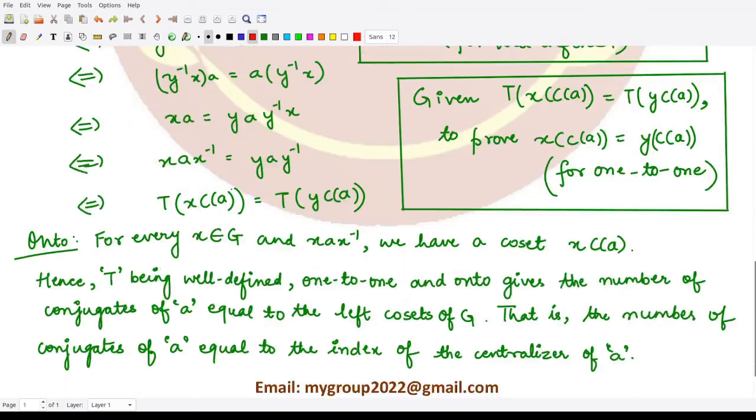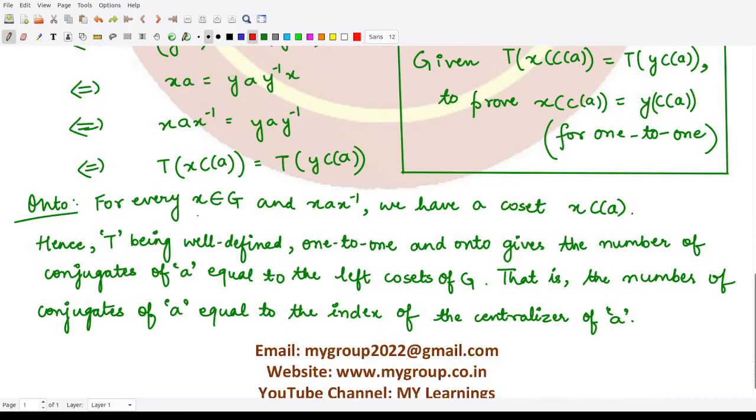For onto, what do we require? We require that for each image element, we have some element present in the domain. So for every x which is a member of G, what is the image? The conjugate of A, so xAx inverse. For every xAx inverse, we have a coset xC(A). Why? Because for this we require some element x from G, right? And whenever we have some element x from G, we can use it to construct the coset of C(A). So therefore this element would definitely be there, right? So therefore this is onto.